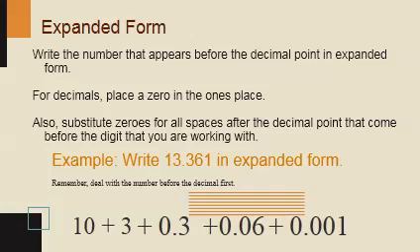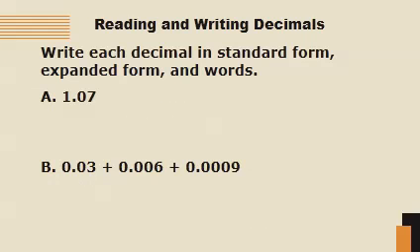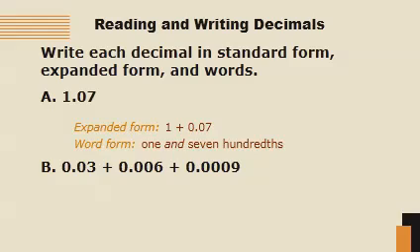Okay, let us solve some exercises about it. So here we have 1.07, and I need to write it in both expanded form and in word form. First of all, in expanded form, as I told you, you start with the whole part as it is, which is 1, and 1 plus 0.07. In word form, this is 1 and 7 hundredths.